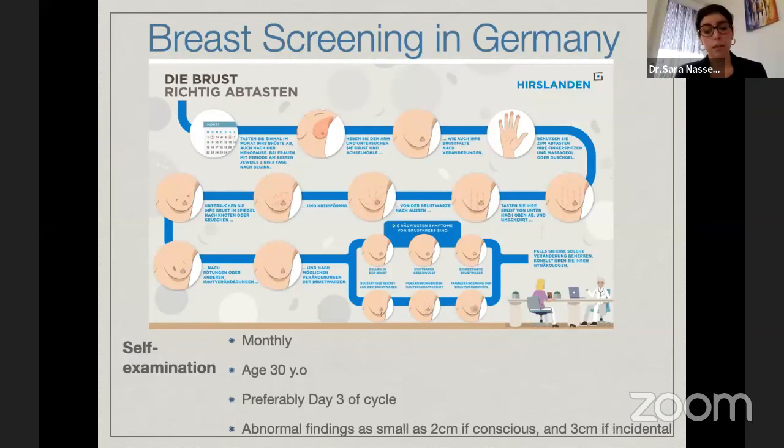If she doesn't self-examine, and if she picks a breast lump up incidentally, so while taking a shower or while changing, generally they're about 3 centimeters. So there is a 1 centimeter difference from the size of the breast lump that a woman can pick up if she consciously self-examines her breasts once a month. So this is the first point of breast cancer screening.